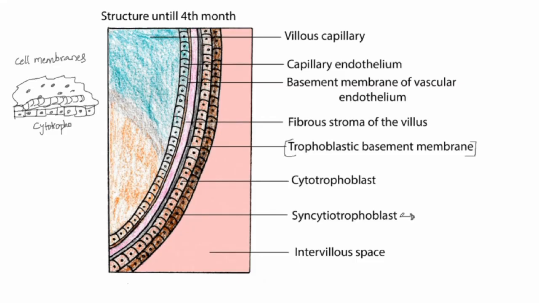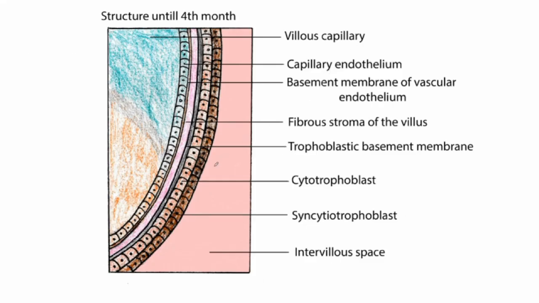So the same trophoblastic layer is now divided into two different parts. One is cytotrophoblast. The topmost layer, which is multinucleated, is syncytiotrophoblast. So let's try to understand the difference between cyto and syncytiotrophoblast in detail here itself.